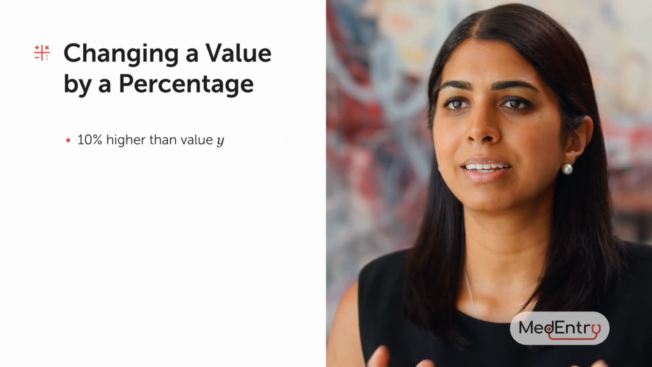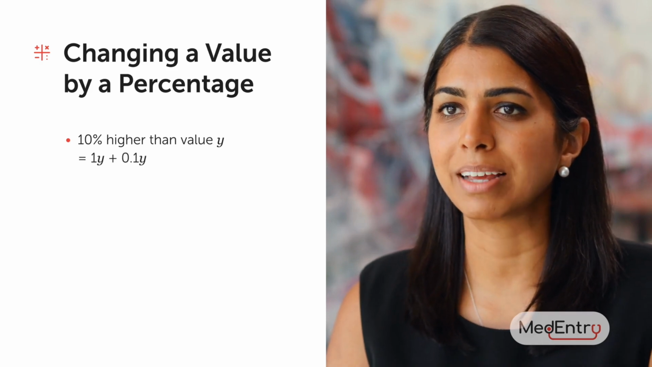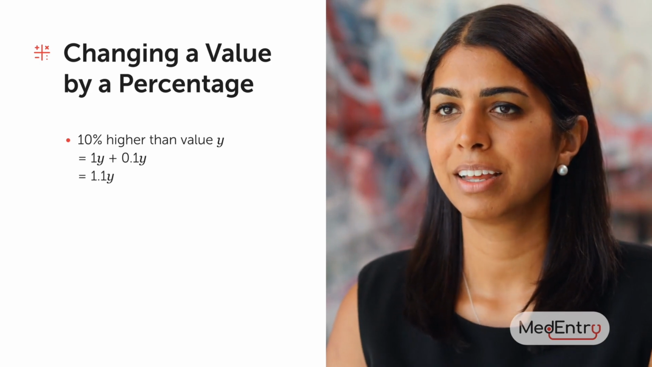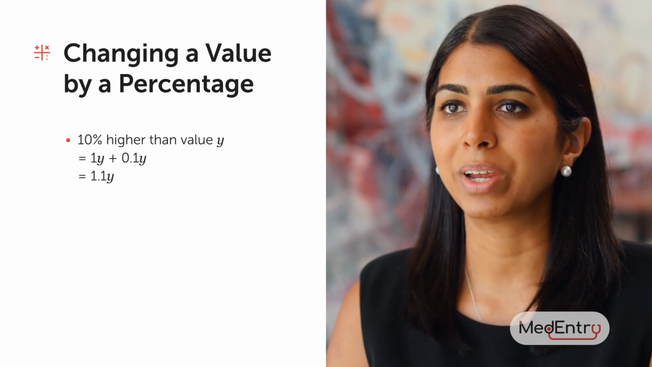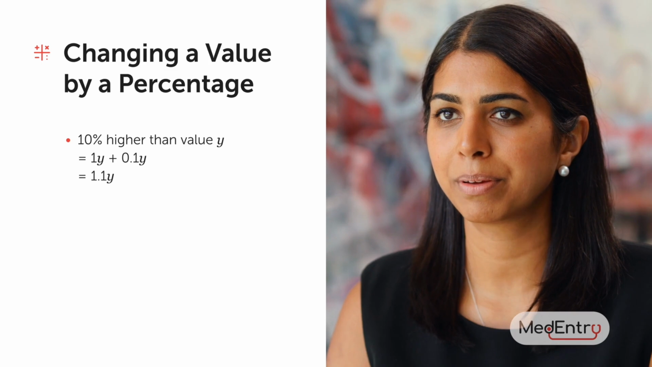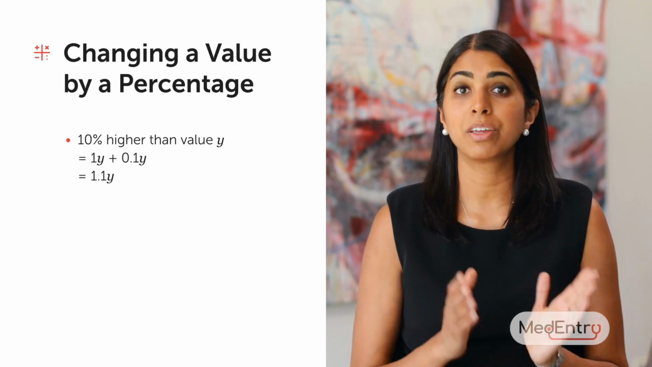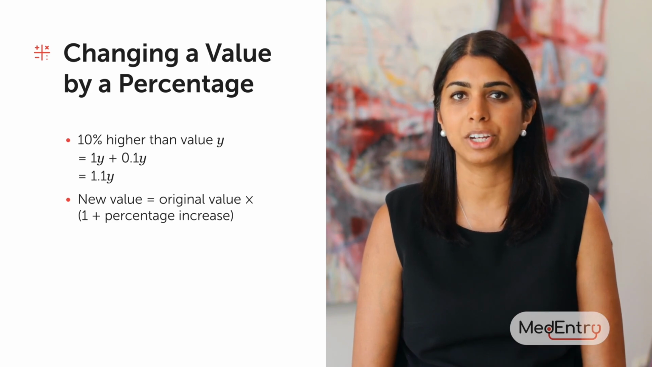However, a shortcut is available for calculating a new value after being increased or decreased by a percentage. If we want to calculate 10% higher than value y, this is equivalent to 1y plus 0.1y, which is the same as 1.1y. We can therefore simply multiply our original value by 1.1 and we can obtain the answer in one step. This saves time and is less likely to result in errors. We can express this shortcut with a new formula, which is new value equals original value times 1 plus percentage increase expressed as a decimal.